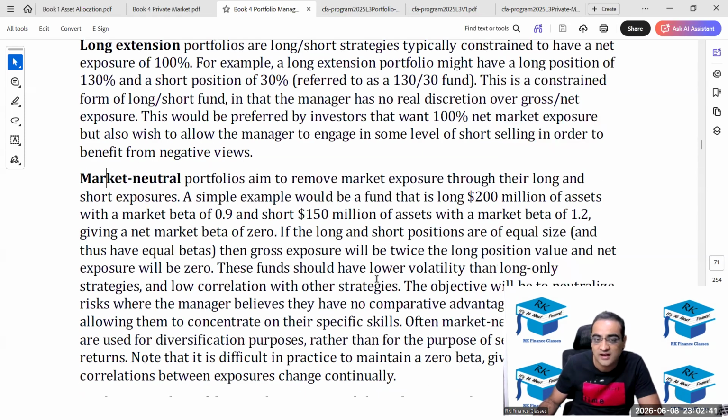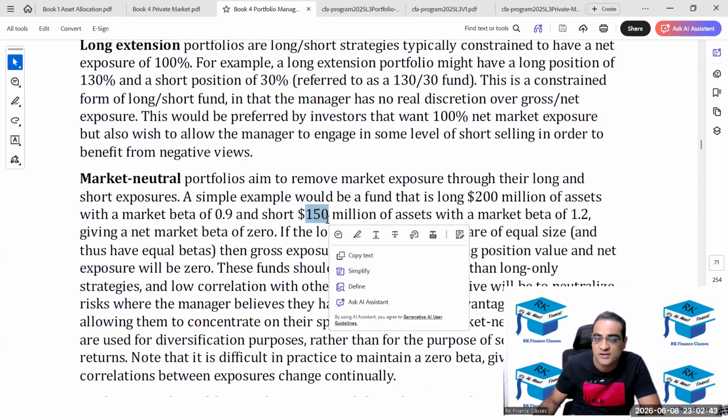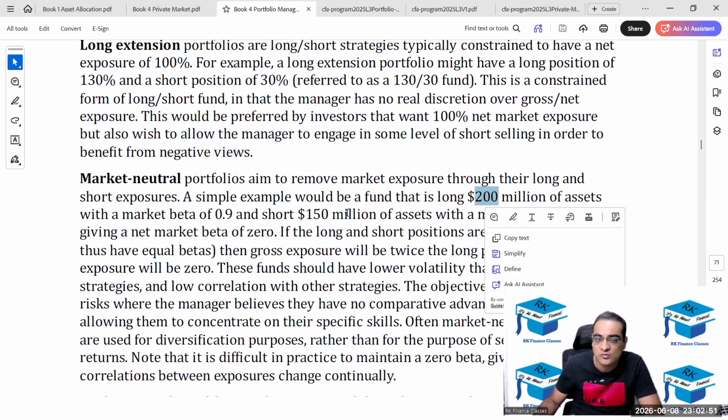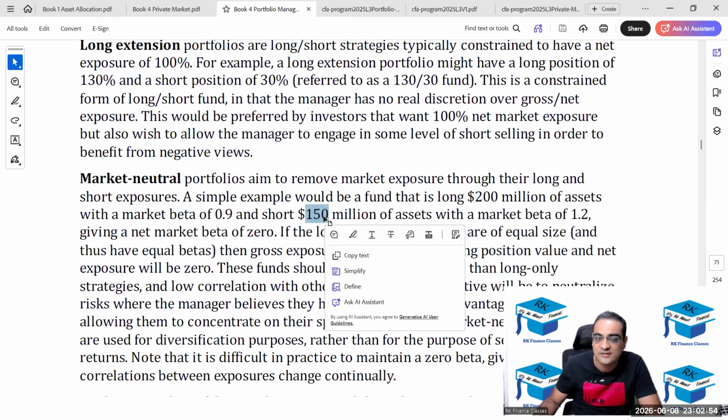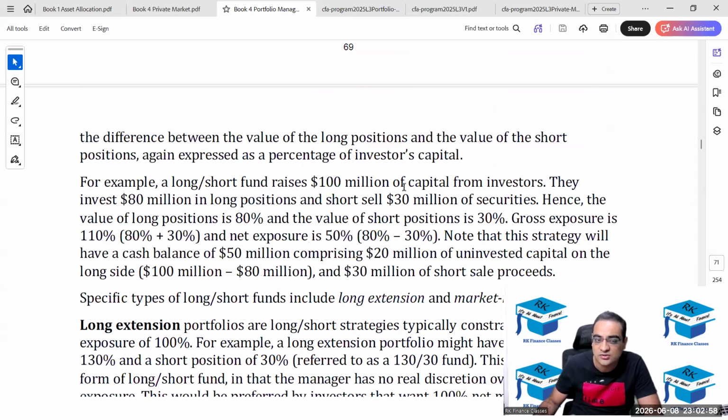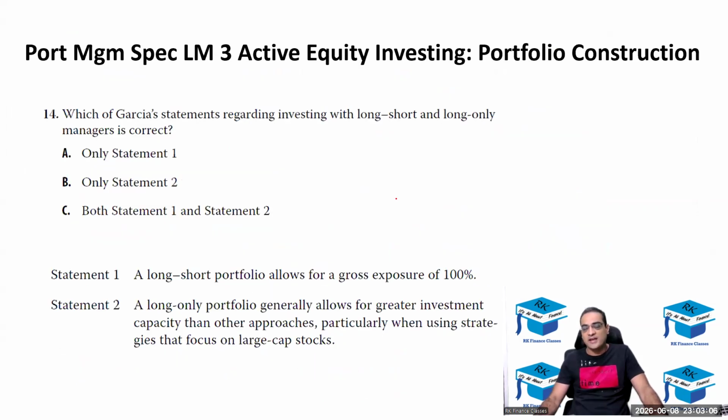And in market neutral, you can see 200 long and 150 short. But 200 long with a beta of 0.9 gives you 180, and 150 into 1.2 will give you 180. So it's not that these two would have the same value if their betas are different. In general, long short could be any long and any short, so there is a possibility that it could add up to 100 in terms of gross. So you have to give an example to say why A is possible to be correct.